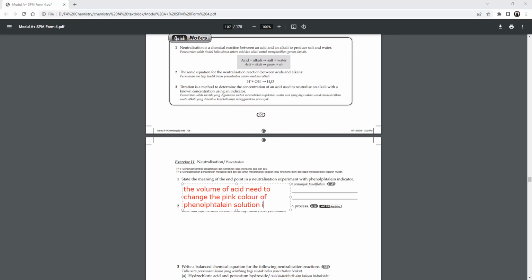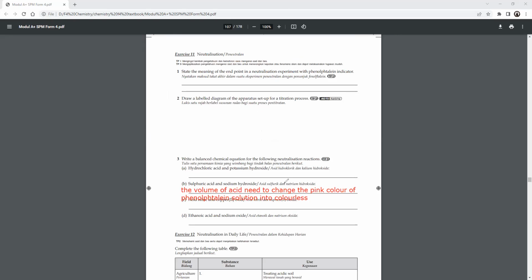Solution into colorless. So the endpoint means you change color. This is the volume of acid that we need to change the color. Do you get what I mean here? The total of acid that you need to change the color of the acid or alkali. All right.